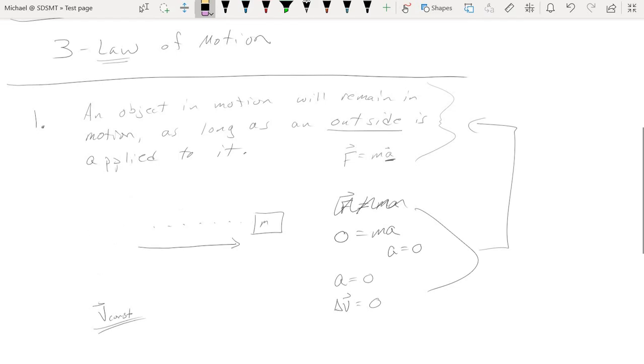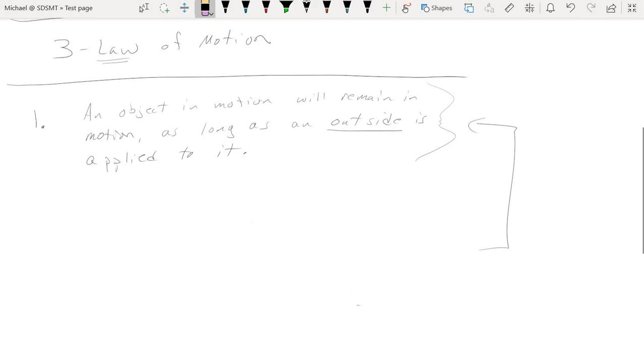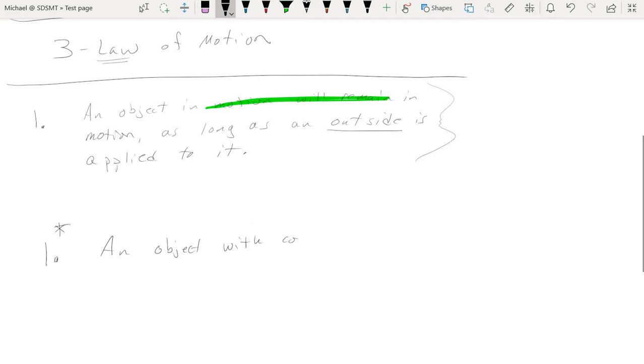Alright, so I'll clear out this stuff here because I want to write the updated version right below it. So instead of saying an object in motion, can we be more specific about that? So an object in motion. Let's say, and I'll put a little asterisk here because this is our updated version. Let's say that an object with constant velocity.